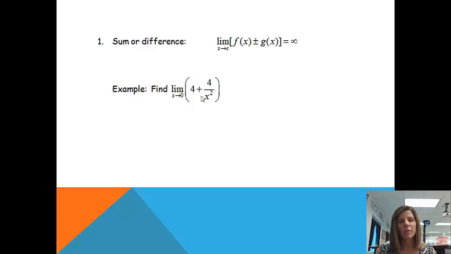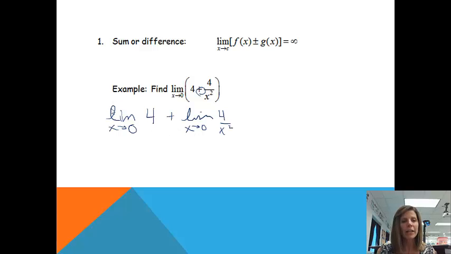If you remember from the first day that we looked at limits, we learned some properties, and one of the properties was if you have a plus sign in your problem, you can actually find the limit of each of these separately and then add them together. So I'm actually going to write this as two separate limit problems. So we're going to find the limit as x approaches 0 of 4 plus the limit as x approaches 0 of 4 over x squared.